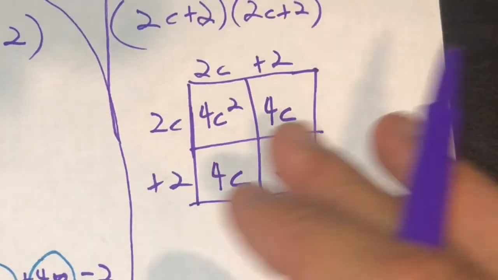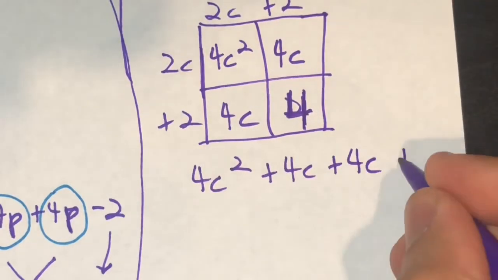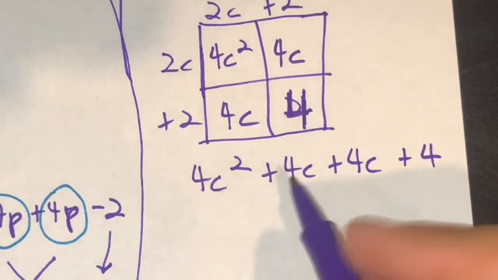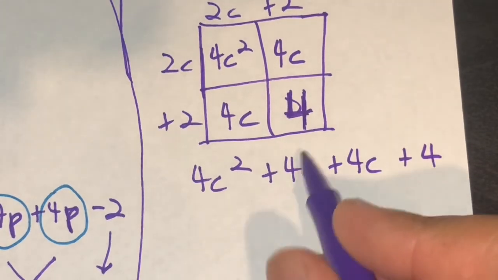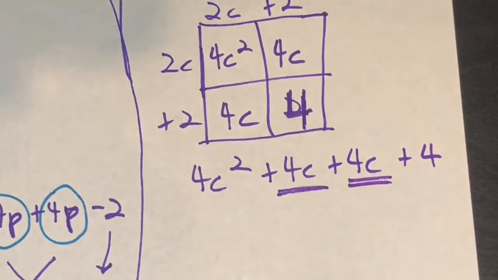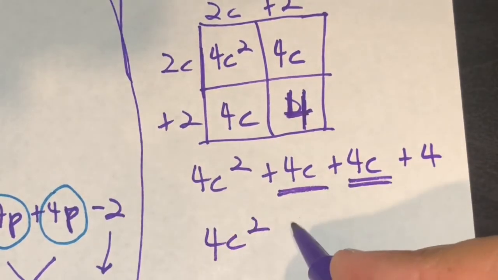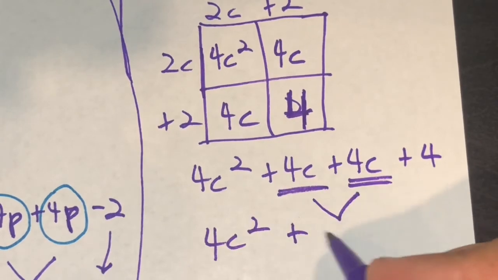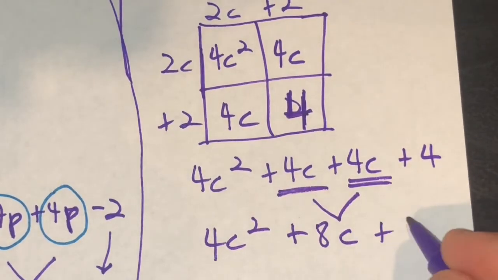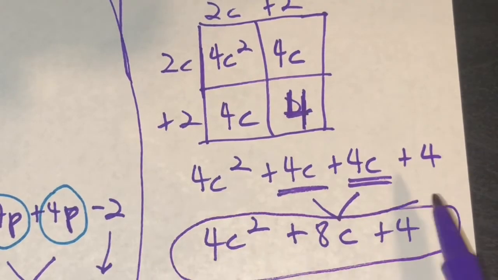Okay, now I'm rewriting. I get these two are the like terms. There's no other like terms. So I'm going to get 4c squared plus 8c plus 4. And that's my final answer.